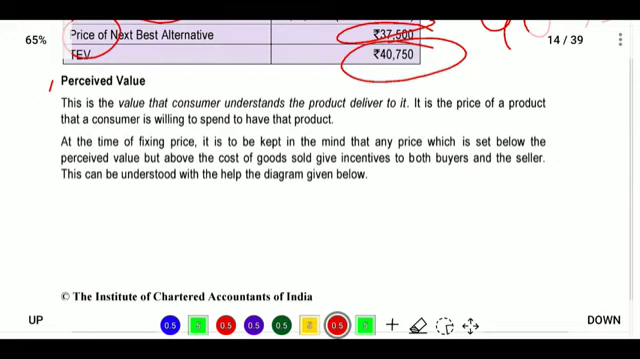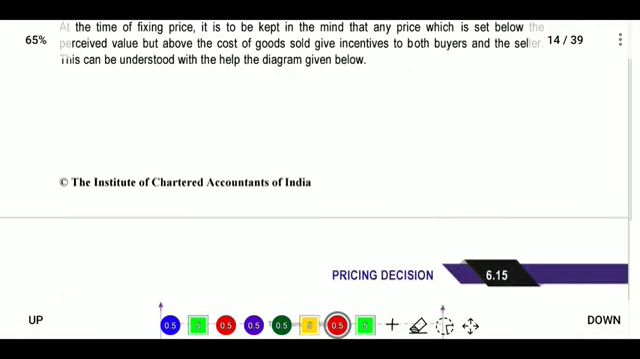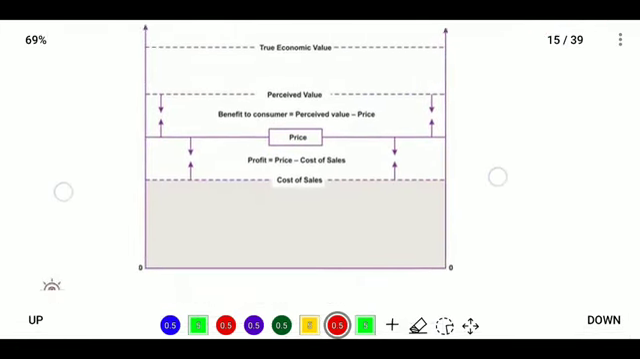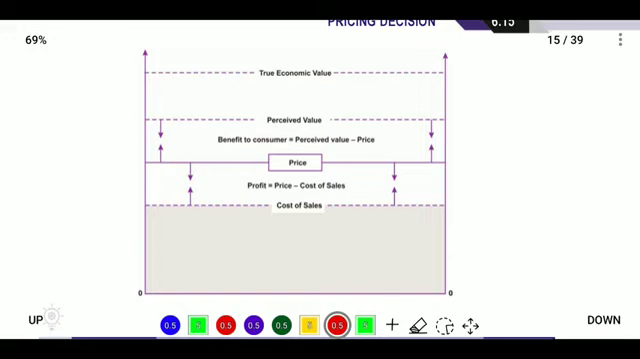Next, perceived value. What is this perceived value? Here the perceived value means the value that the customer understands, that the customer will understand the product delivers to them. It's the price of a product that the consumer is willing to spend to have that product. So if you want one product, how much the consumer is ready to pay, that is the perceived value. Here we will see one example.